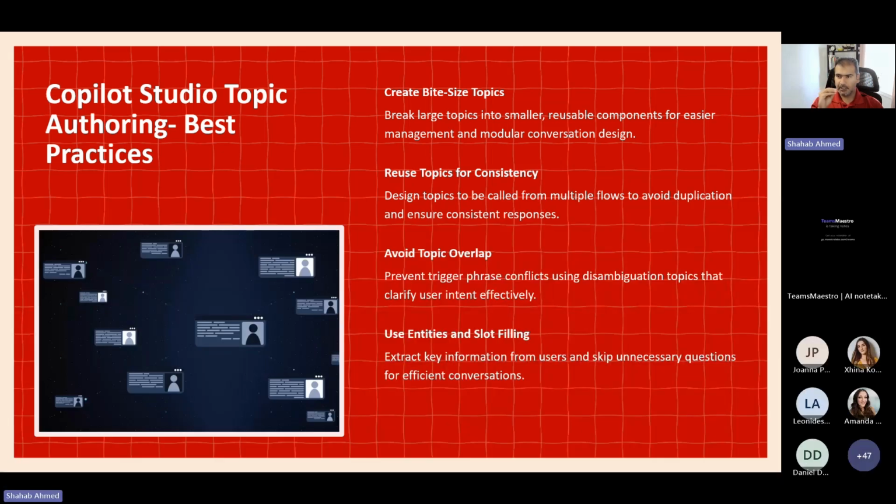The next piece is avoiding topic overlaps. What is effectively happening is that based on the user input, it's directing to one topic versus the other. When you have multiple topics that share similar triggers, it can lead to misrouting. The example I give is, if I talk about time off or time, it can mean many different things within an agent, right? If it's an HR piece, it can mean time off, or time zones, or a particular duration of time, or a particular point in time.